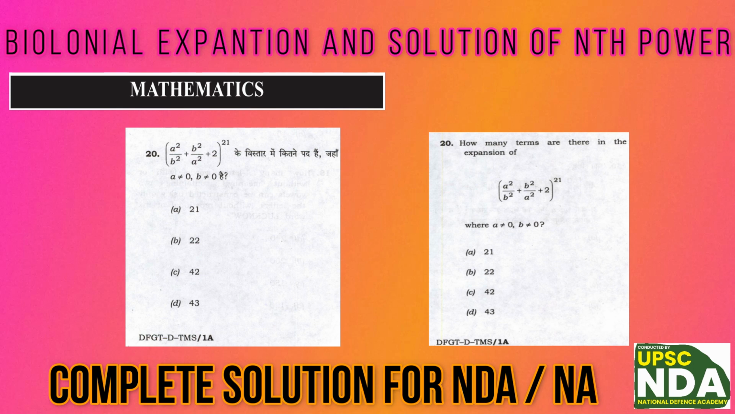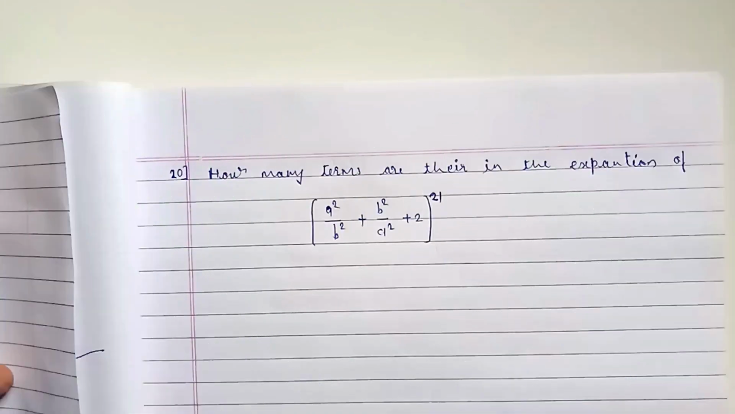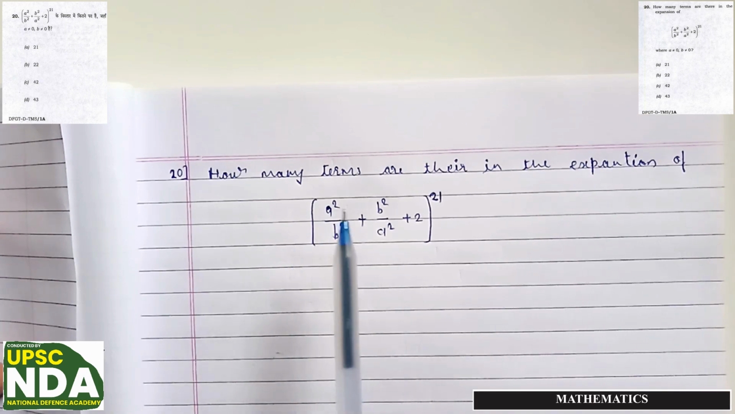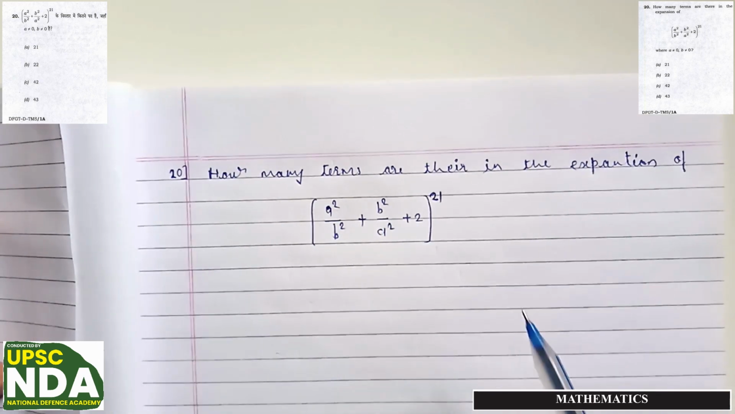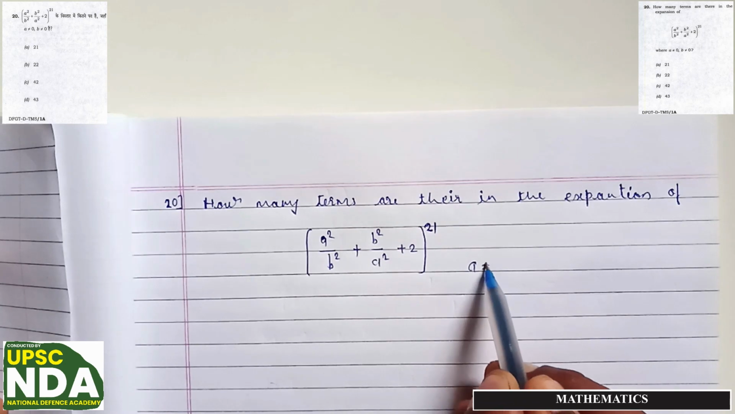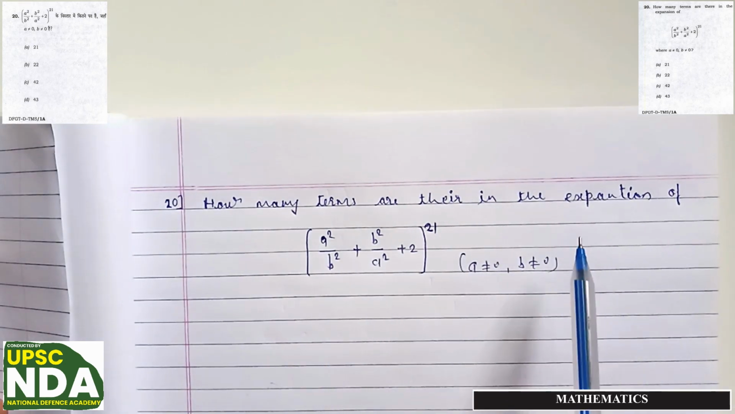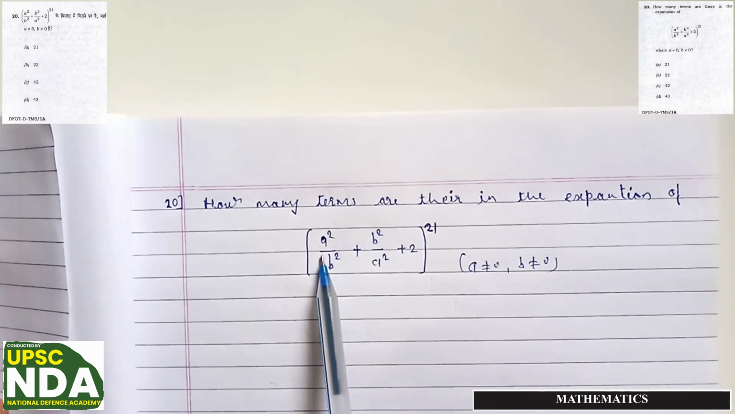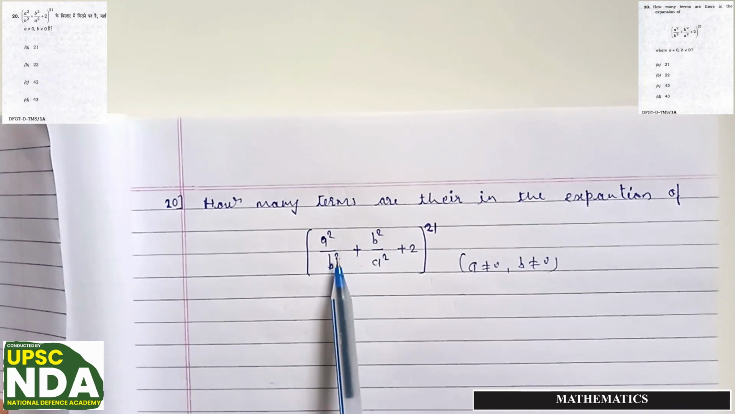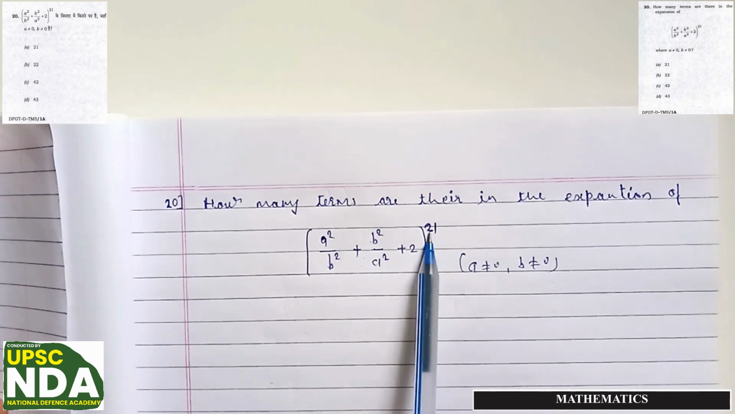Now let's get started with today's solution. We'll go through the detailed understanding of the solution. We are given the polynomial term, where a is non-zero and b is non-zero, and we want the expansion of (a square upon b square plus b square upon a square plus 2) to the power 21.